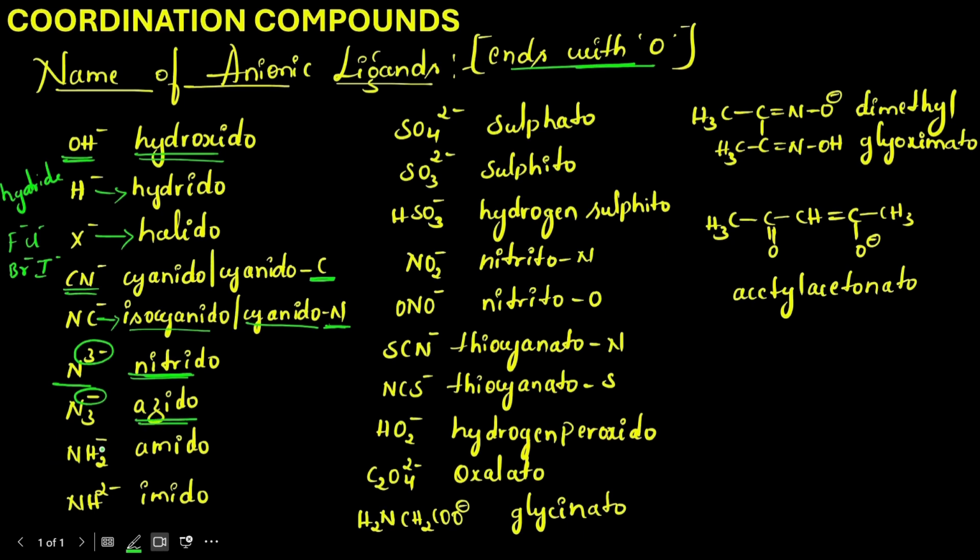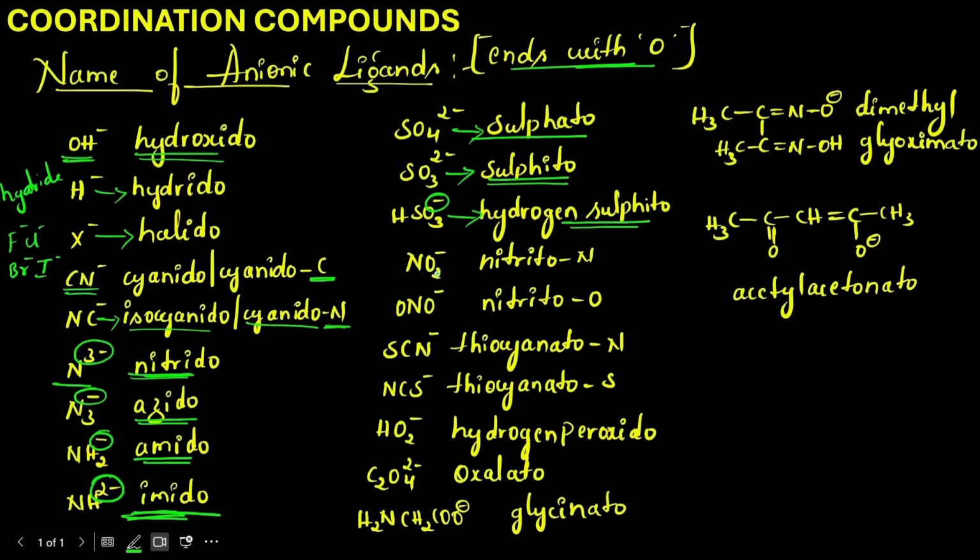Next is NH2 minus. NH2 minus is named as amido. Coming to the next one, NH, here the charge is 2 minus and there the charge is 1 minus. You should not get confused between these two. Here the 2 minus one is named as imido. And next one is SO4 2 minus, which is named as sulfato, and SO3 2 minus is named as sulfito. Here HSO3 minus, where the charge is -1, is named as hydrogen sulfito.